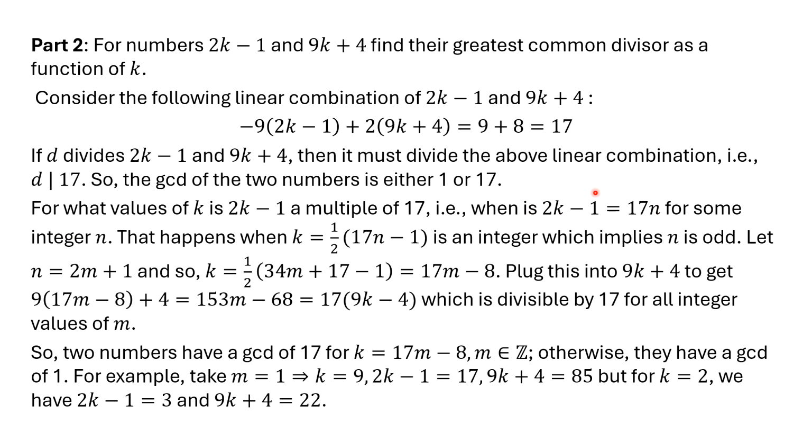We can solve this for k, and we get k equals 1/2 times (17n minus 1). And we want to know when that's an integer. And that's when n is odd, because you have an odd number times an odd number, which is odd. You subtract 1 from it, you get an even number, and that's divisible by 2. So let n be odd. Let's say it's of the form 2m plus 1 for some integer m. Then we plug that back in for n, and we get k equals 17m minus 8.